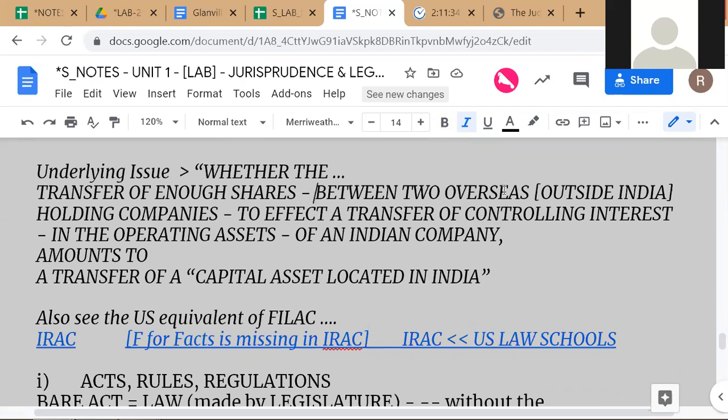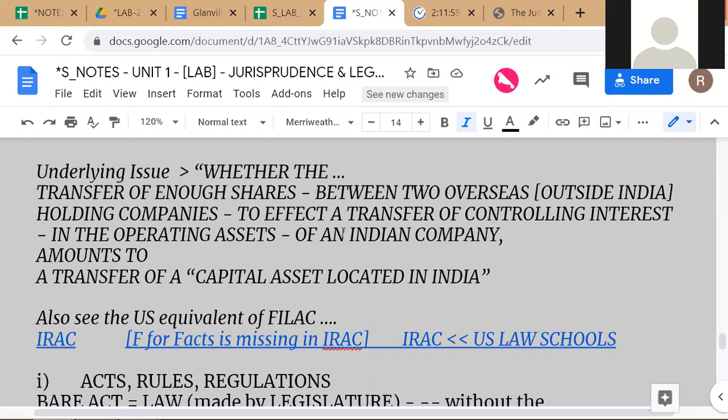So, between who? Between two overseas holding companies. And what is the objective, or what is the effect of the transaction? To effect a transfer of controlling interest. This is the result of the transaction. And controlling interest in what? In the operating assets. Operating assets of what? Of an Indian company, which is Hutchison SR.